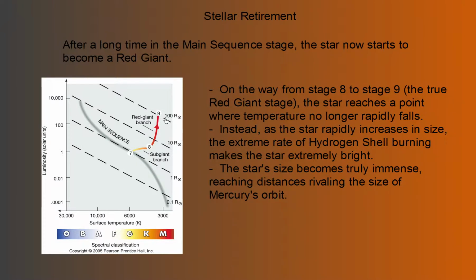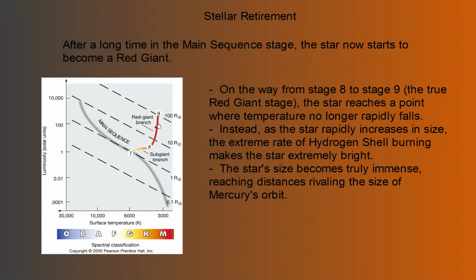Continuing on from 8 to 9, the star reaches a point where temperature no longer rapidly falls. Instead of the temperature falling, the size of the star and the brightness, as you can see, rapidly increases. And the star becomes truly immense. If you think about our solar system, you've got the sun and Mercury, Venus, and Earth. The sun will increase in size all the way to Mercury's orbit. Huge, huge, huge, huge.